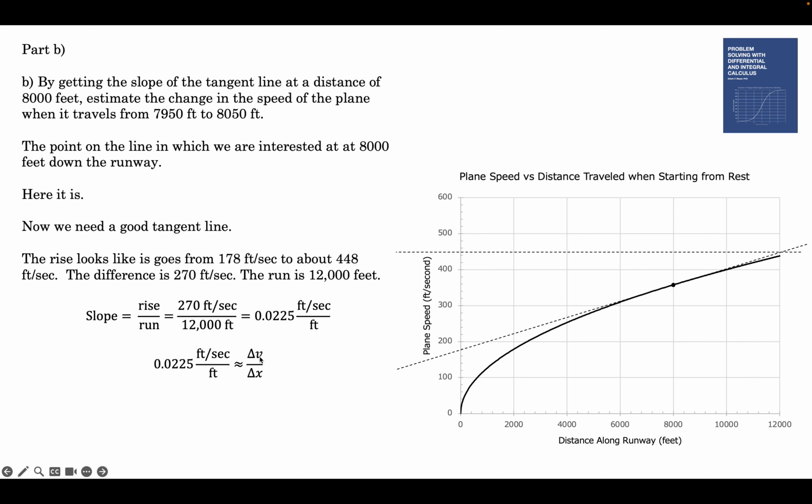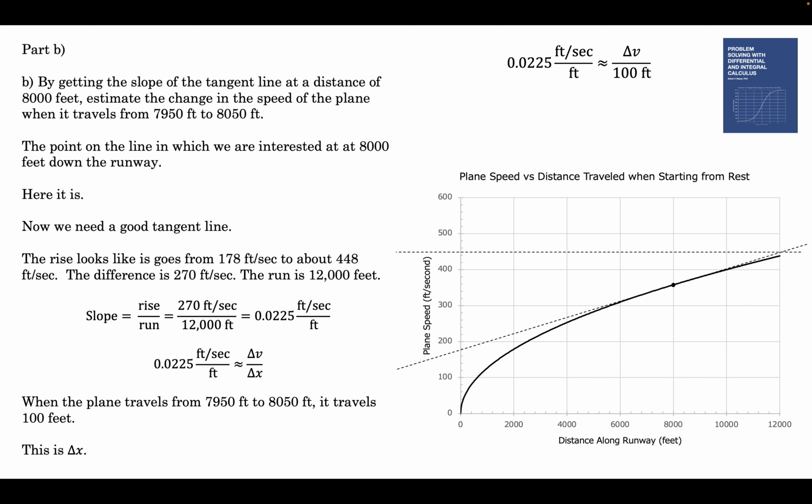That is delta v over delta x, the rise over the run, with our tangent line. So when the plane goes from 7950 to 8050, it goes 100 feet, and we can get the change in the vertical direction, delta v. We plug in the numbers, and we get about 2.25. So it doesn't accelerate nearly as much with distance when you're at 8,000 because it's going so fast. In 100 feet, the speed changes by 2.25 feet per second if you're at 8,000 feet.